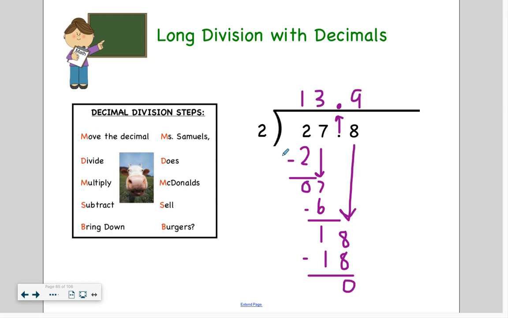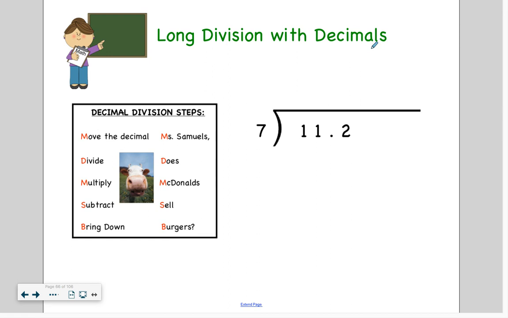To check with an estimate, I'm going to change 27 to a closer number, and I'm going to say it's 30. You can keep your 2 as a 2, and it would be 15. Or if you notice that 30 is a multiple of 3, that can help you with another estimate. And 10 is close to 13 and 9/10.